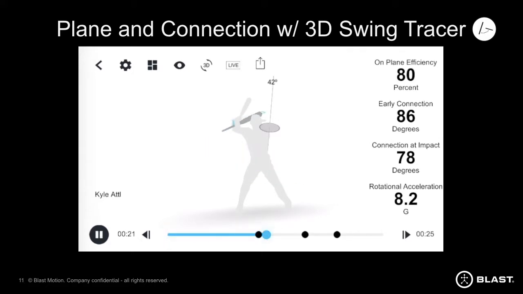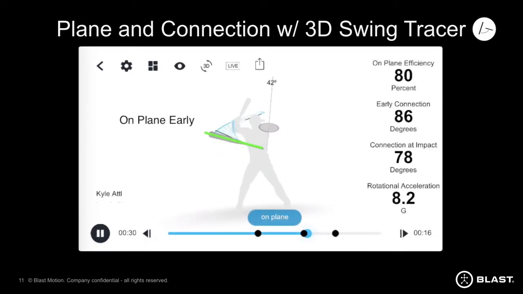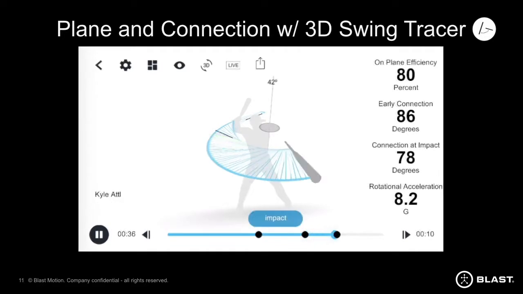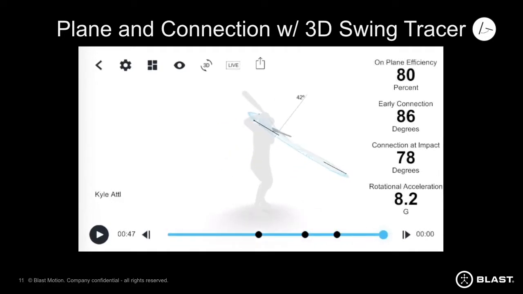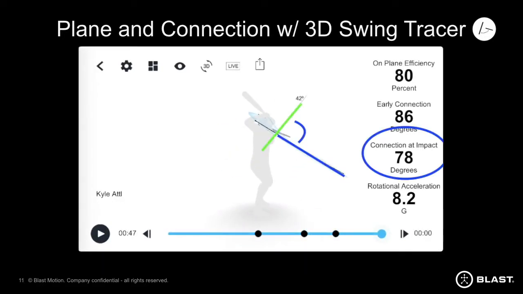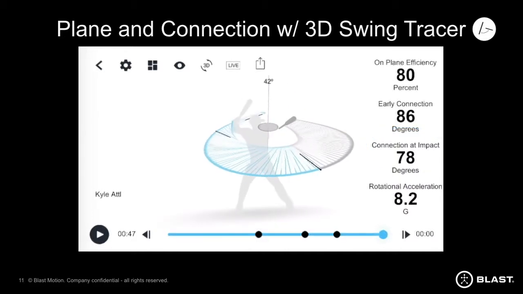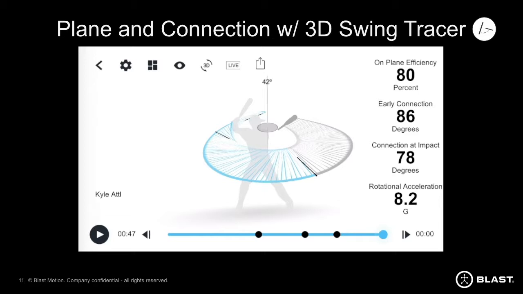We use our 3D swing tracer a lot to explain these concepts. Our second line on our 3D swing tracer shows you the point at which on that disc you got on plane, and then we show you your body tilt and your vertical bat angle and how we got that connection angle at impact. I'm happy to walk through anybody who's skeptical, as you should be, on how a bat sensor can give you body tilt.